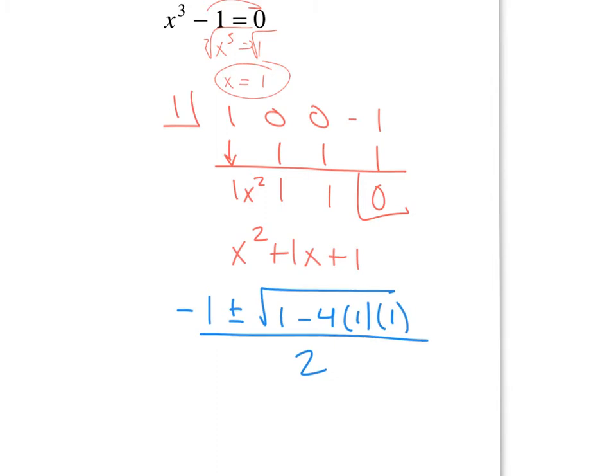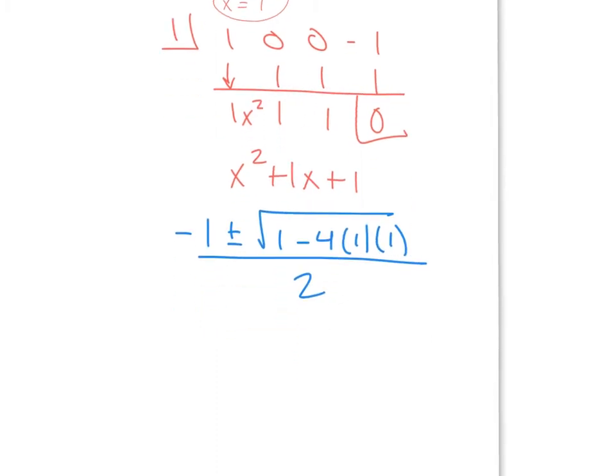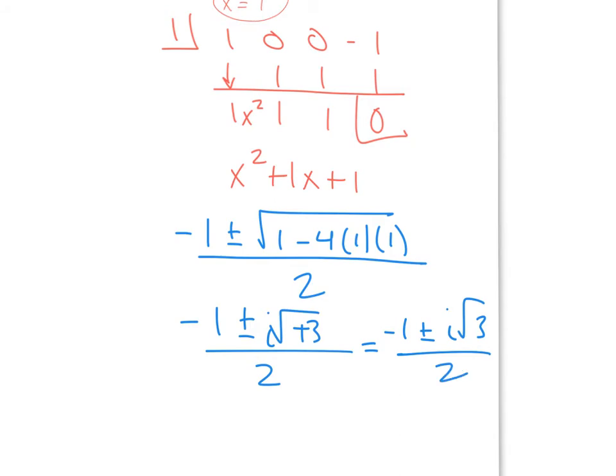So you end up with negative 3 under the radical. So I get negative 1 plus or minus the square root of negative 3 over 2. That negative 3 becomes positive by putting an i out front. So I get the answer of negative 1 plus or minus i radical 3 over 2.